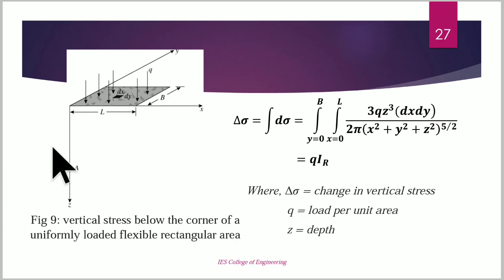Now, from the figure, the vertical stresses below the corner of a uniformly loaded flexible rectangular area is shown, and the equation delta sigma is equal to integral d sigma, which is equal to integral y equal to 0 to b, integral x equal to 0 to L, 3q z cube into dx dy by 2 pi into x square plus y square plus z square the whole raised to 5 by 2, which is equal to q into IR, where delta sigma is the change in vertical stress, q is the load per unit area, and z is the depth.